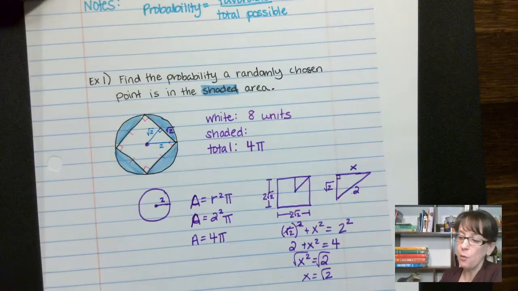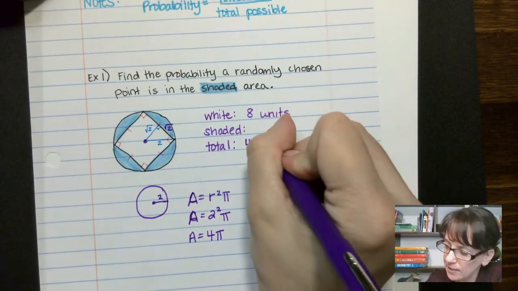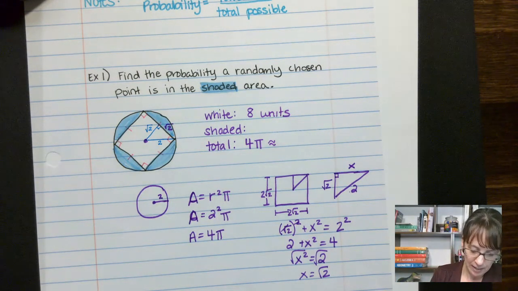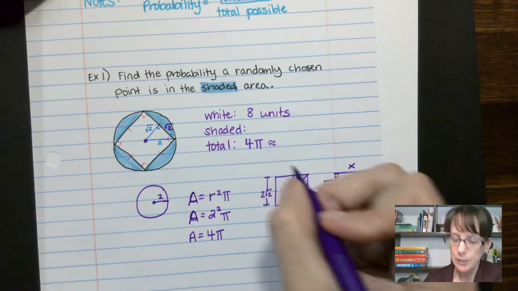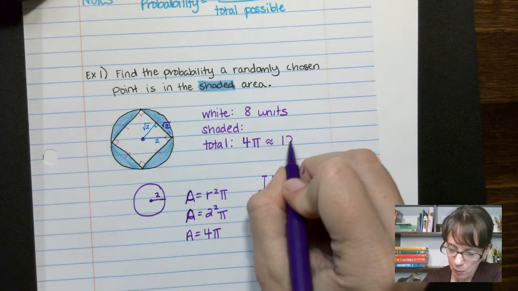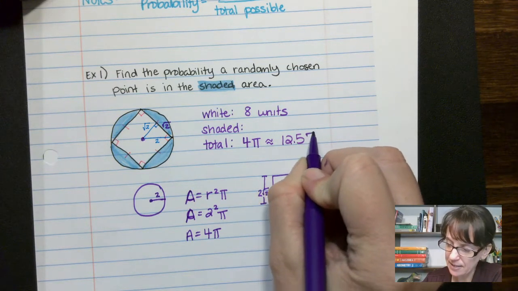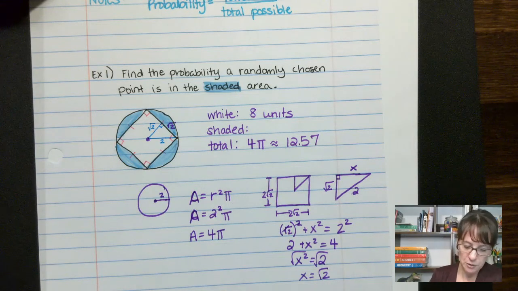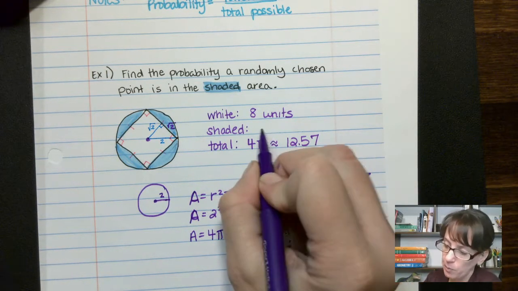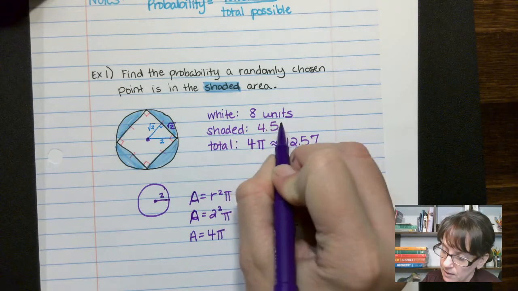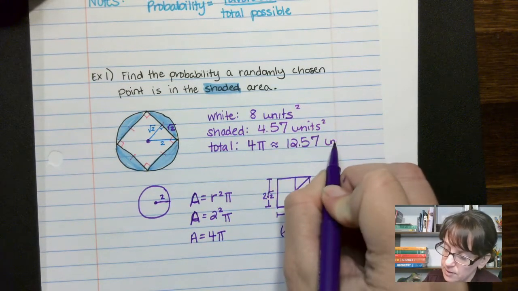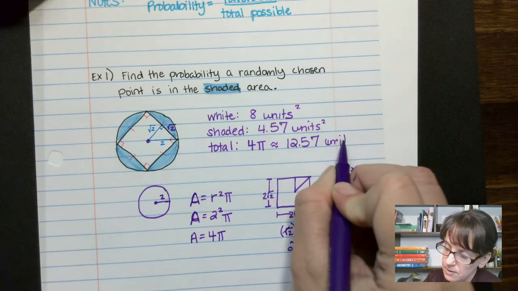If we take the total, at this point let's go ahead and approximate. Make sure to use your pi button so that we are using 3.1415. So this is approximately 12.57 units squared. To find our shaded area, we just have to subtract 8 from that, which gives us 4.57 units squared.